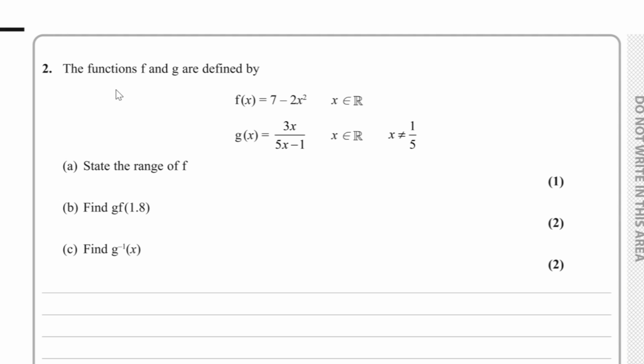Question number 2. The functions f and g are defined by f of x equals 7 minus 2x squared, where x is a real number, and g of x equals 3x over 5x minus 1, where x is a real number and x doesn't equal 1/5. For part A, we have to state the range of f. To begin with, it will be a good idea to sketch f.